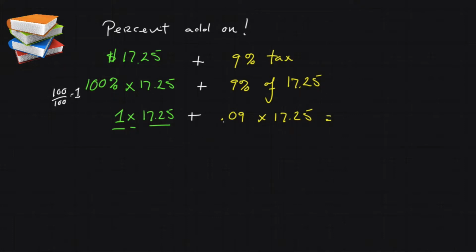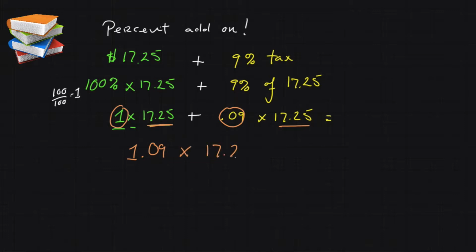Now, this looks a little bit more difficult than it needs to be. We don't have to do two different math problems. What I'd like you to see here is that there is a common factor, right? When we multiply things together, we call them factors. That common factor is $17.25. So what we can do is just add these parts together. We have to pay 109% of $17.25. You probably know that 1 plus 9 hundredths is going to come out to be 1 and 9 hundredths of the price of the book.